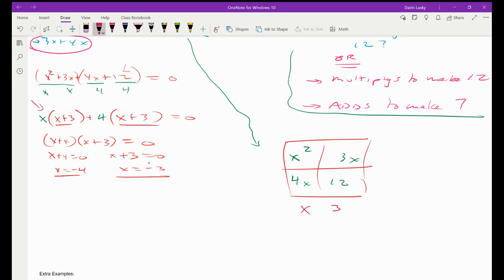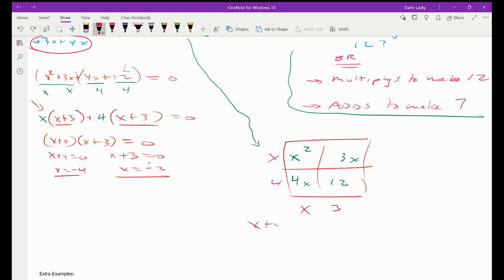When I look at my first row now, I look at that and I go, let's see, I can take out an x. And then I can divide both of these by 4. What's my answer? Those two here give me an x plus 4.